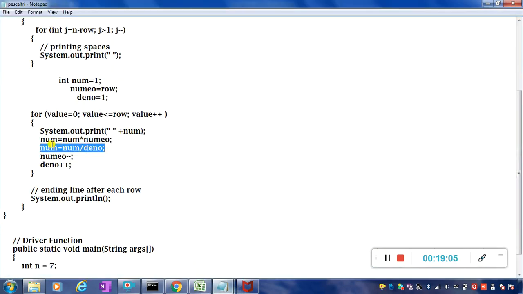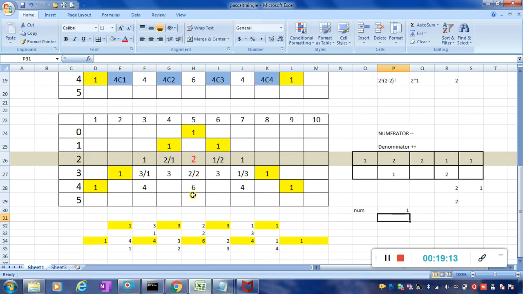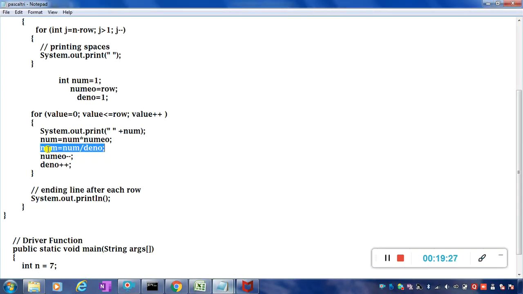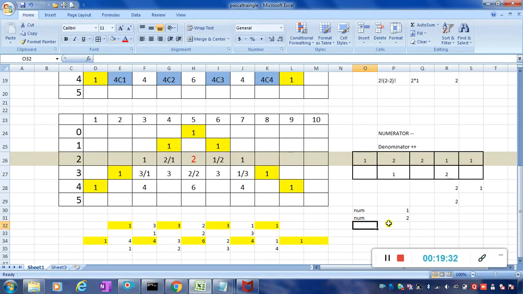Now num is equal to num into numerator. The numerator's value is what? The row. So what is the row? In this, the row number is 2. So the num value is nothing but 2. And what am I doing here? Num is equal to num divided by denominator. So what is the new value of num? Num equal to num, that is 2, divided by denominator. We started the denominator with 1, so it is 2 upon 1. So I got this formula 2 upon 1.